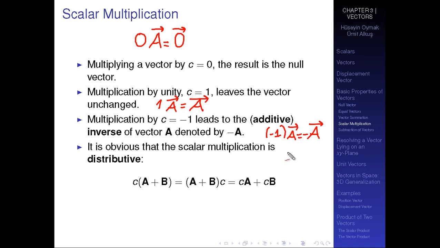It is obvious that the scalar multiplication is distributive over summation. That is, C times (A plus B), or (A plus B) times C, equals C times A plus C times B.